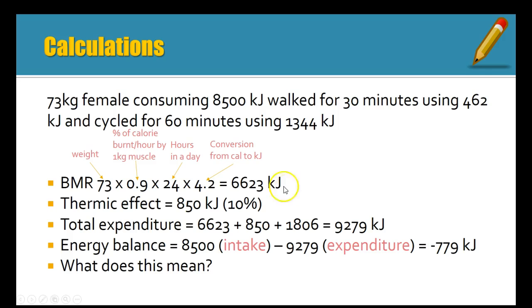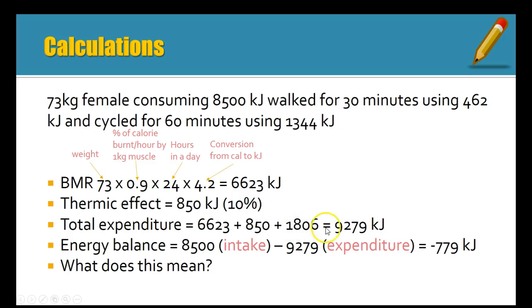6,623 kilojoules. Now, the thermic effect of food is 10% of the total amount of energy consumed, which in this case is 8,500 kilojoules. So the total expenditure of energy is your BMR plus your thermic effect of food plus any exercise. This female walked for 30 minutes, that burnt 462 kilojoules, plus a 60-minute cycle which burnt 1,344 kilojoules. Now, 1,344 plus 462 equals 1,806, which is where that number has come from.